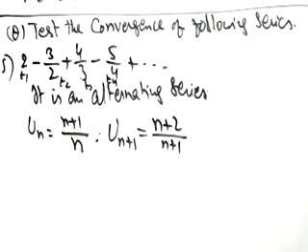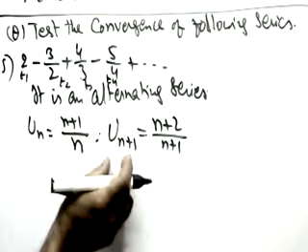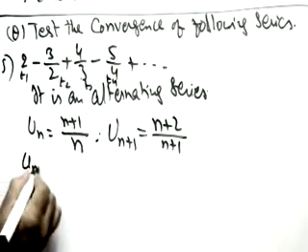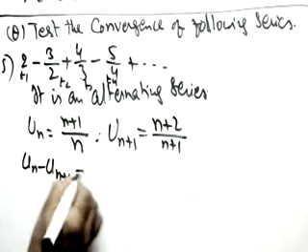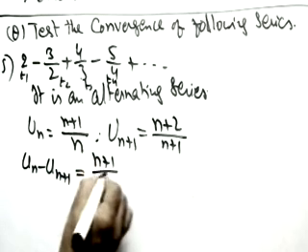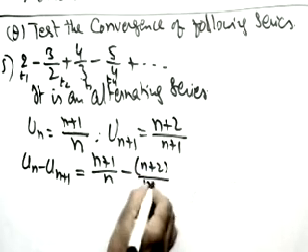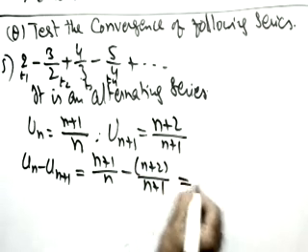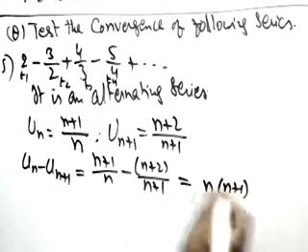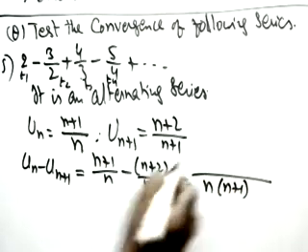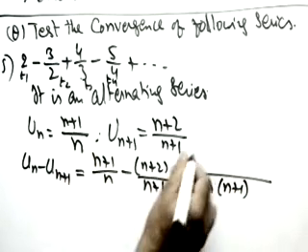In place of n you write n plus 1, so u(n+1) is (n+2) by (n+1). The second thing is we have to show u_n is greater than u_(n+1). For that we have to find u_n minus u_(n+1). u_n is (n+1) by n, minus u_(n+1) which is (n+2) by (n+1). So if we take the LCM n into (n+1), this will get multiplied.